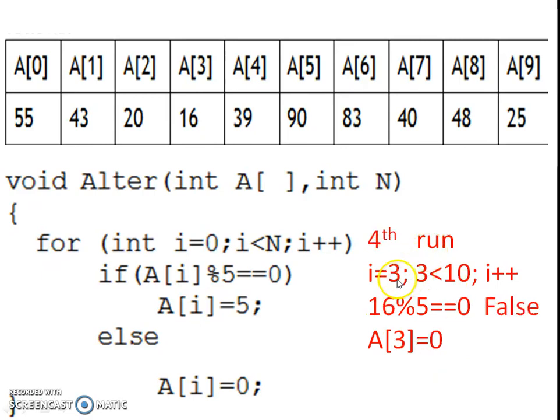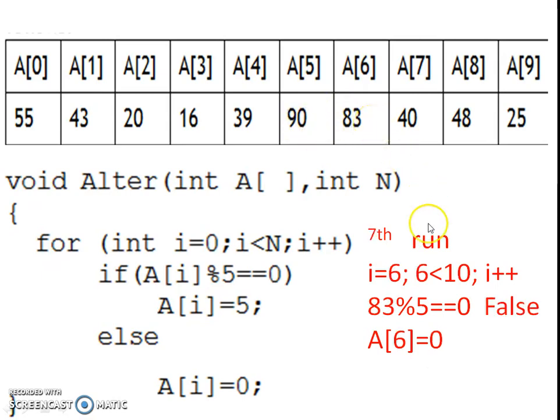Now in the fourth run, 3 is less than 10 is also true, but the if condition becomes false here, so 0 will be stored in a of 3. In our fifth run, i's value will be changed to 4. 39 when divided by 5, remainder is not 0. This condition becomes false and 0 will be stored in a of 4. Now in our sixth run, i's value will be 5. 90 divided by 5, remainder 0. The condition is true. So 5 will be stored instead of this 90.